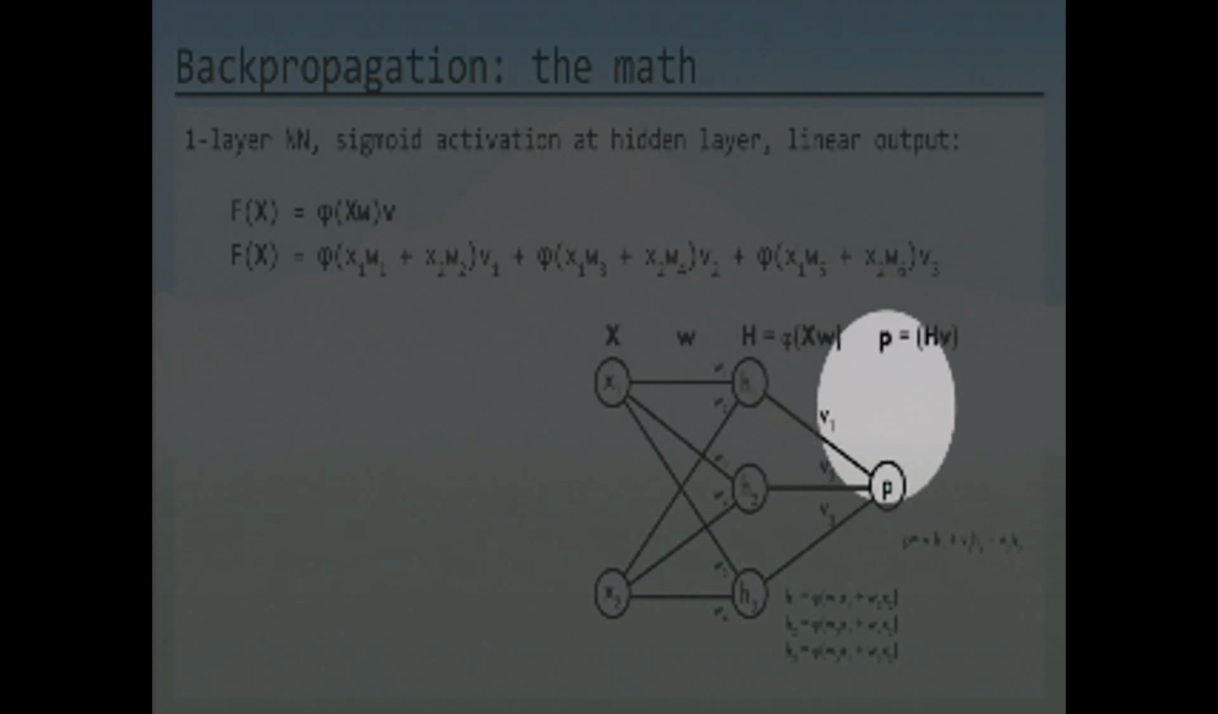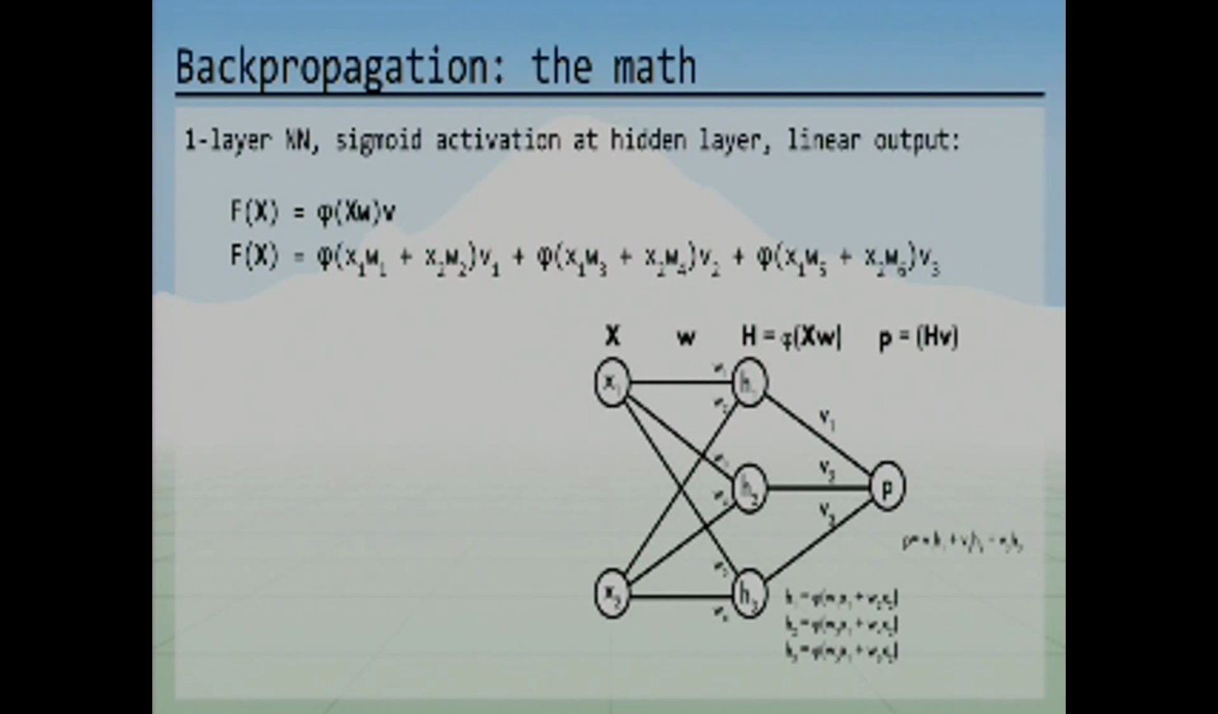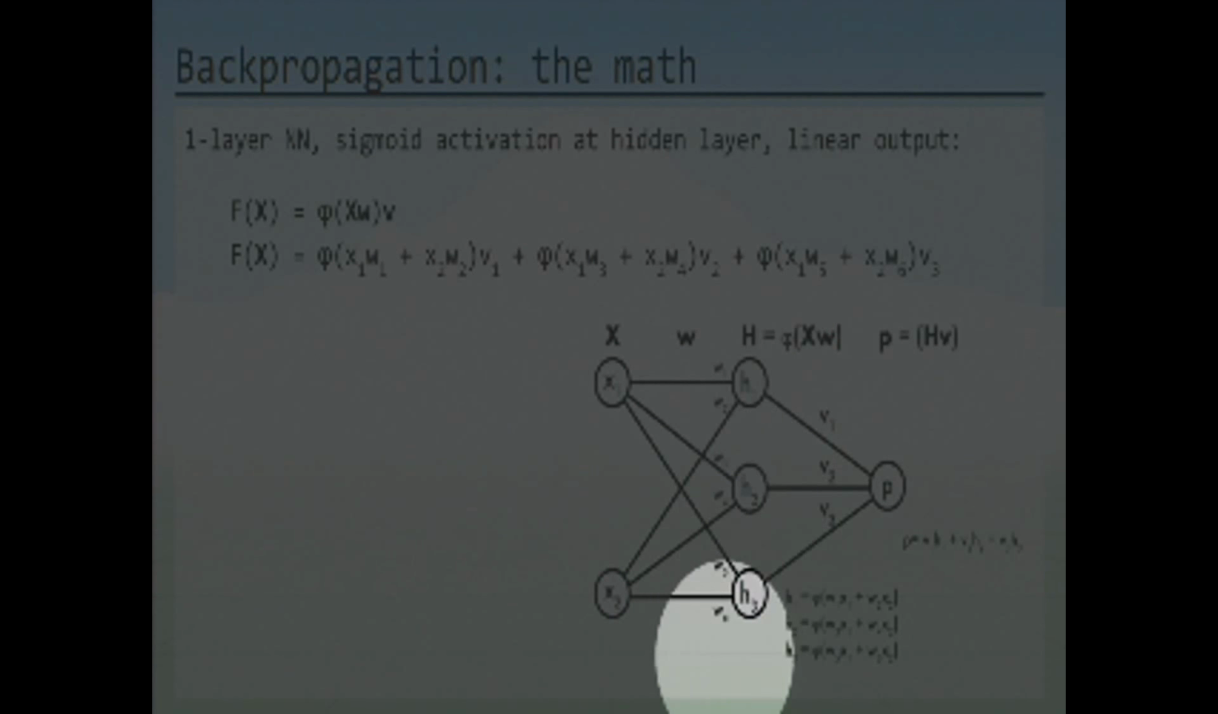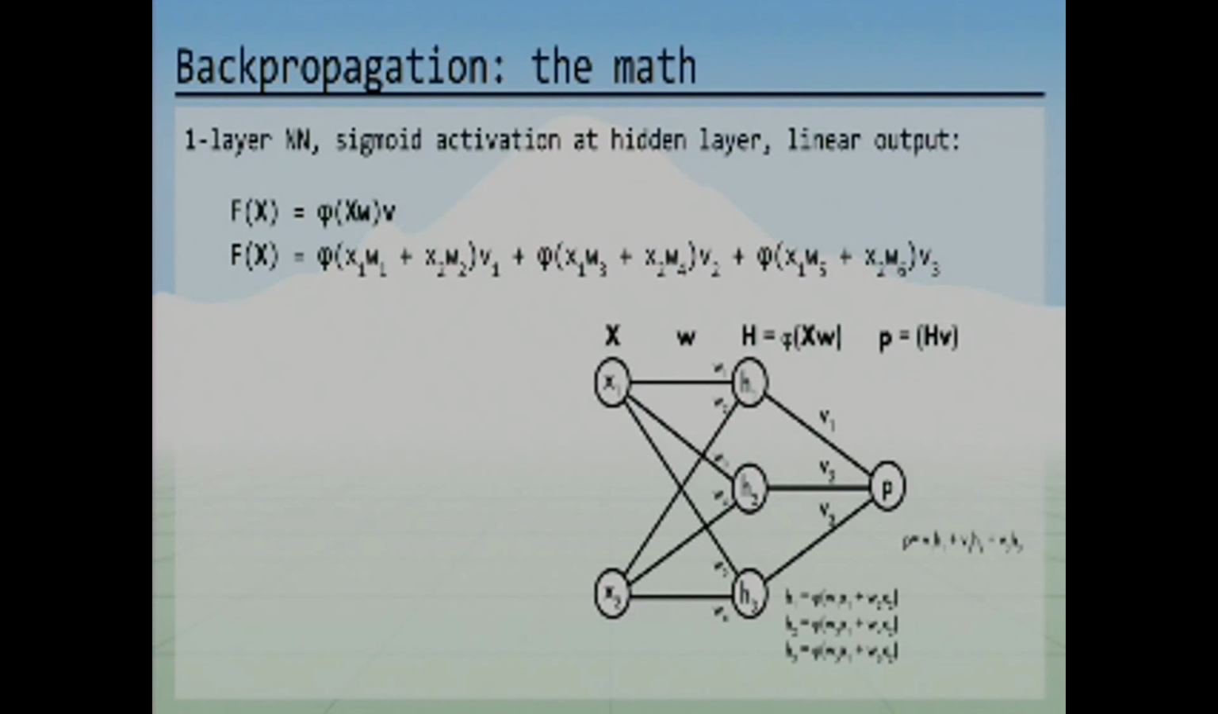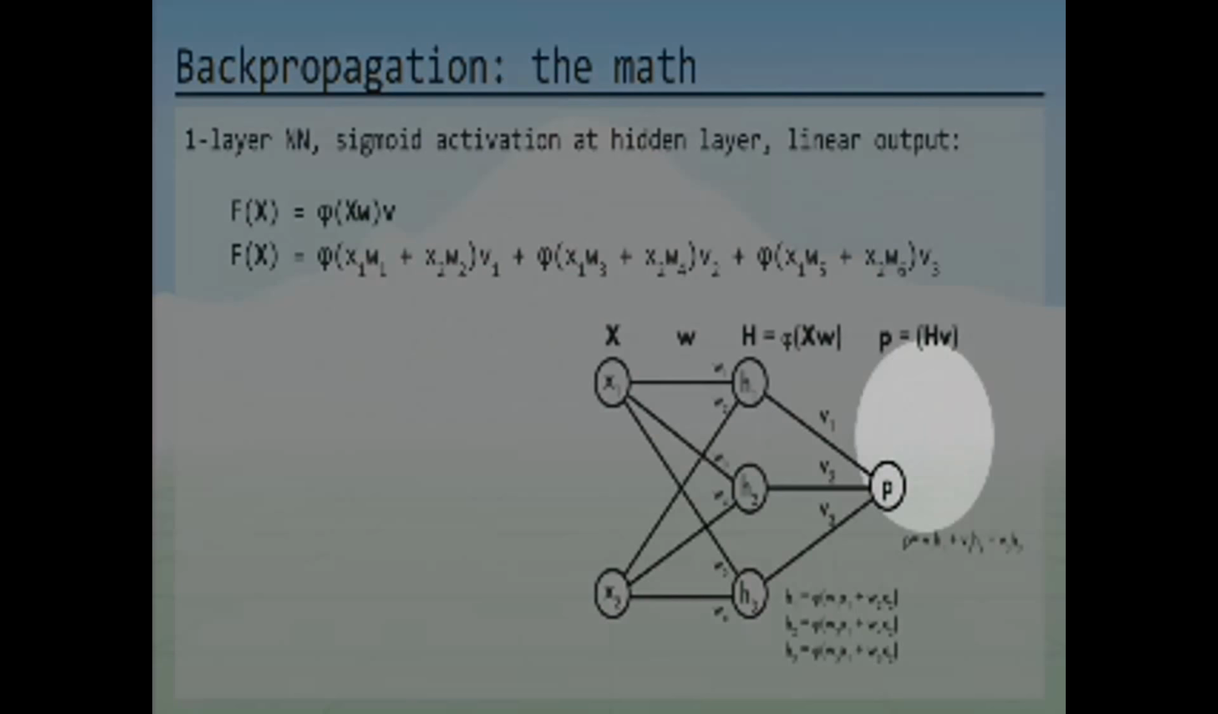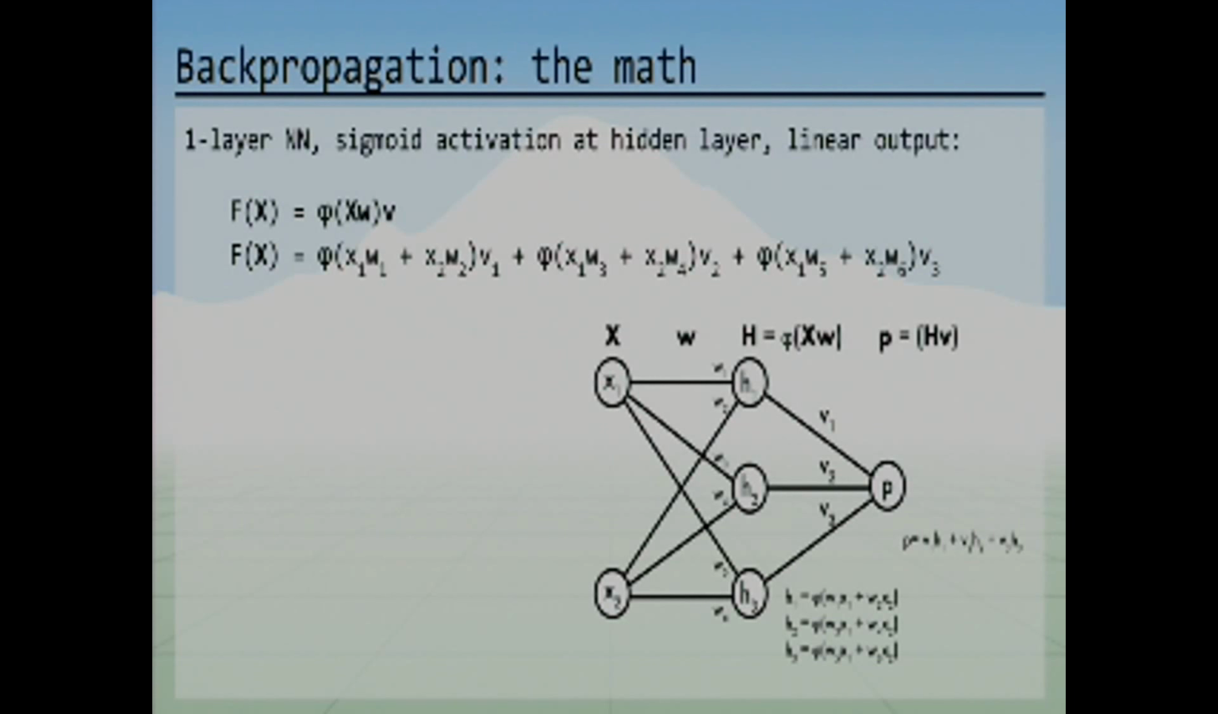And we have our output p. We're just going to use a linear activation on the output. So p is just going to be the hidden layer h matrix multiplied by the weights v. And so it's just going to be this sum, v1h1 plus v2h2 plus v3h3.